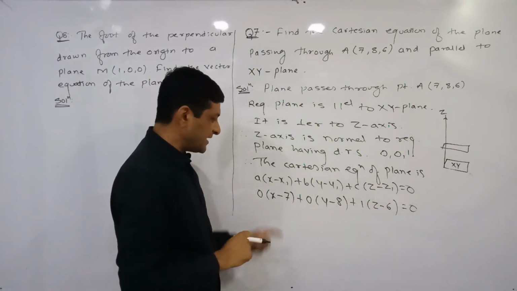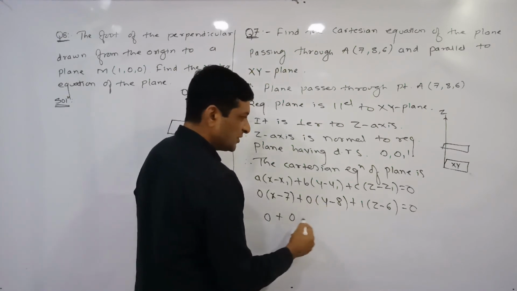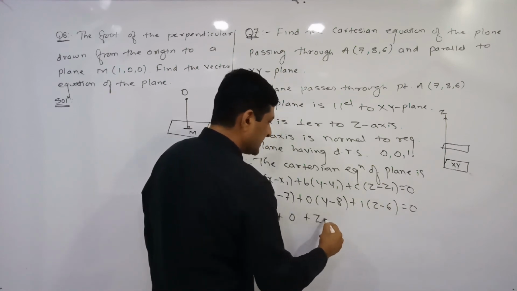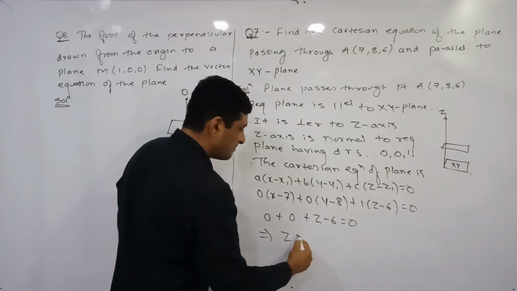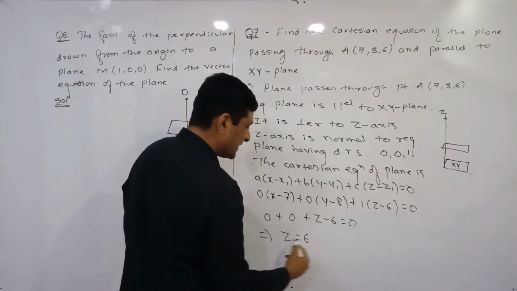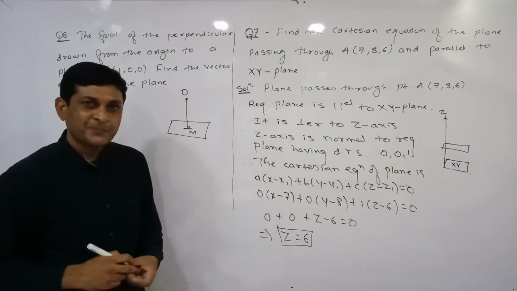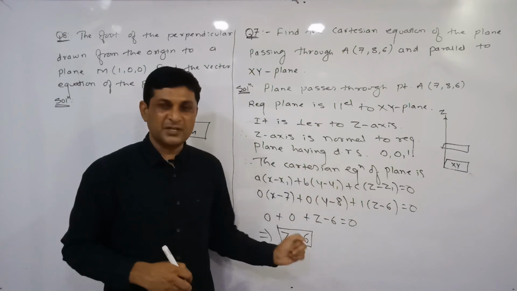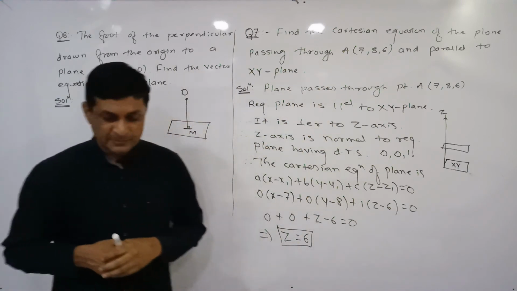Now see what we are getting here. 0 into any term is 0, plus 0 into any term is 0, and 1 into z minus 6 will be equal to z minus 6 equal to 0. This implies that z minus 6, on this side will become plus 6, z equals 6, will be our required equation of plane. In this way we have got the required Cartesian equation of plane here, satisfying all the conditions in the example.